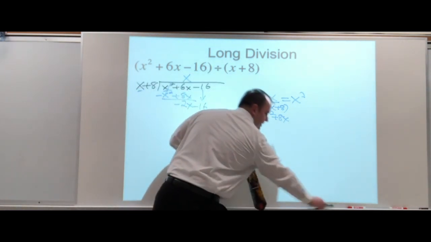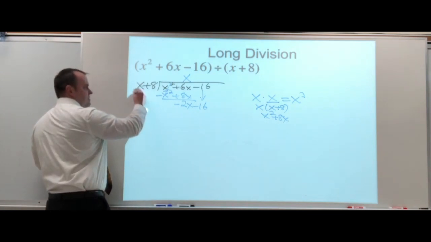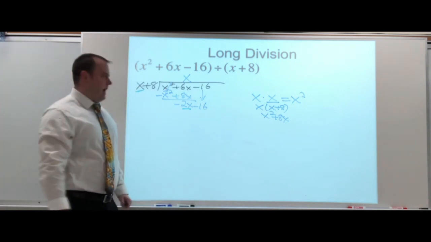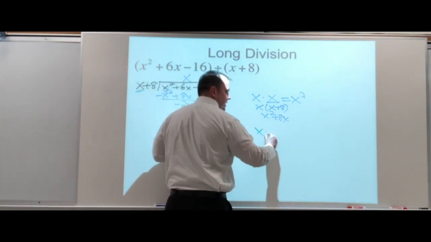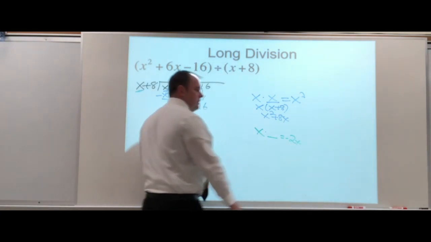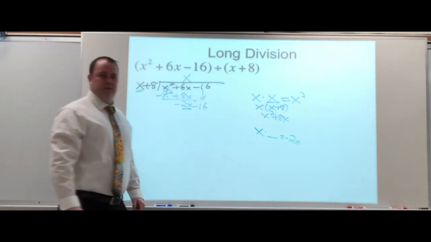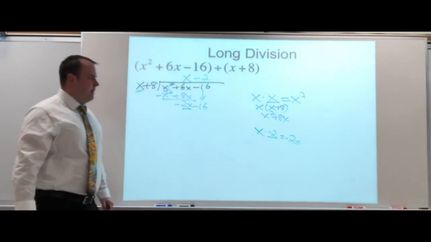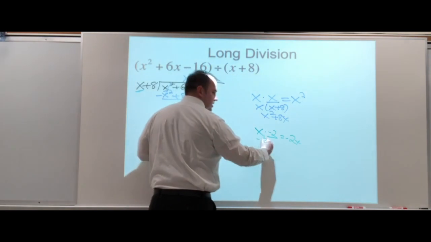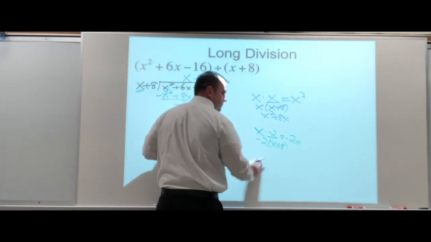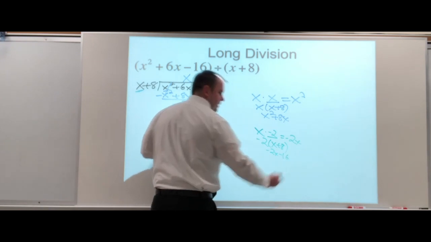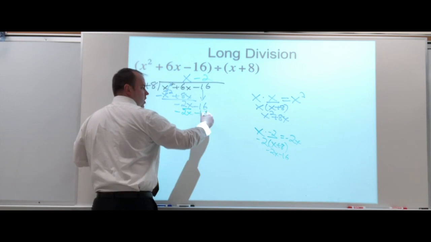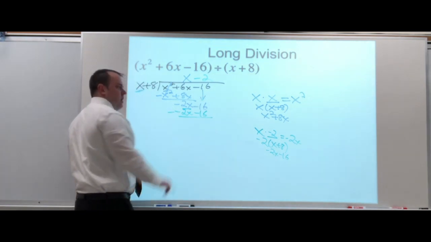Now again, I'm worried about the first 2 terms. So I'm still using this x over here, but now I have to figure out x times what gives me negative 2x. X times what gives me negative 2x. And you should be able to figure out x times negative 2 gives me negative 2x. So we're going to have x minus 2 up there, and again we have to do the distributive property. So we have negative 2x minus 16. Everything lines up nice. All the x's, all of our constants. And again, we're going to subtract.